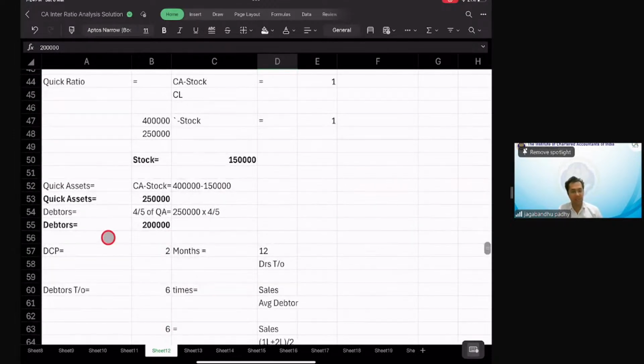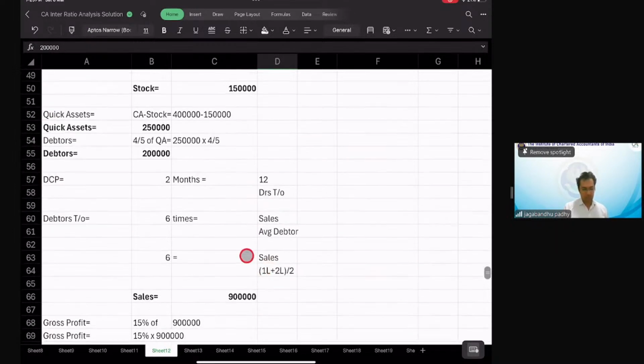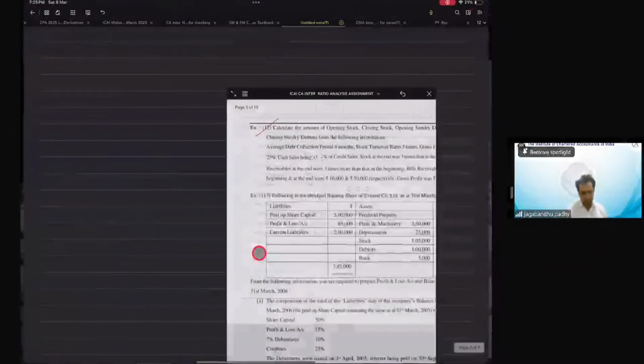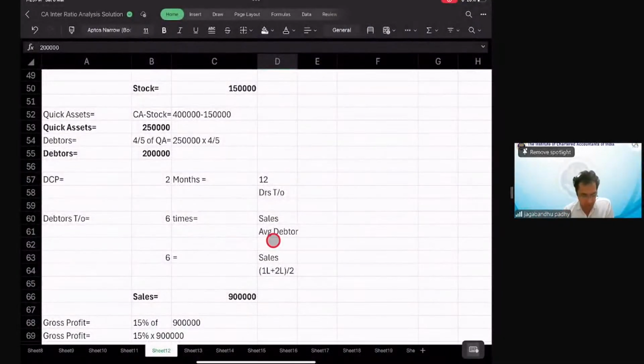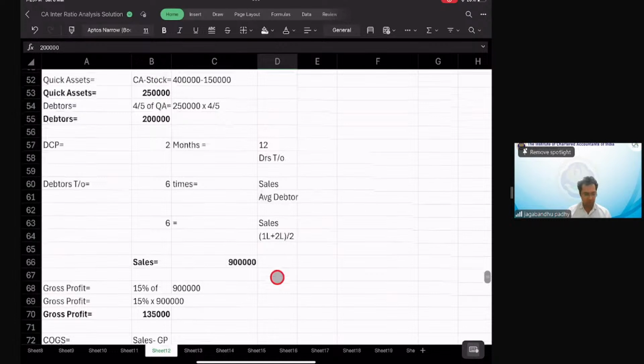Then the question says that debtors is 4/5 of quick assets. So quick assets into 4 by 5. Debtors collection period is 2 months, which is obviously computed as 12 upon debtors turnover. That is like sales upon average debtors. Now, why are we using average over here? Because we have the information of opening debtors. All the turnover ratios will use the average number here because we have the information about the opening figures. I mean, opening debtors, opening stock. We have information about all of them. We take the average debtors by taking average of opening and closing.